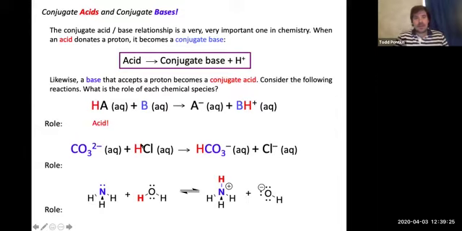generic acid HA is our acid. And just so you know, as a convention, oftentimes acids are written with H in front because it's the H that makes them an acid. B is our base.